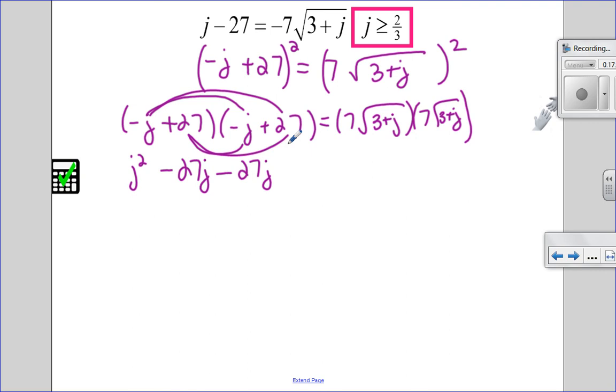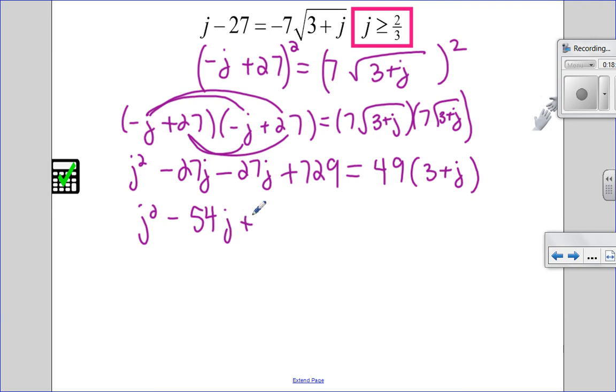I'm just going to check that one on the calculator. 729 equals, on the other side, 7 times 7 is 49, and then root of the same thing times root of the same thing is the same thing without the root. So let's tidy up here. On the left-hand side, I'm going to combine my like terms. On this side here, I'm going to apply the distributive property. So 49 times 3, 147, and 49 times j.